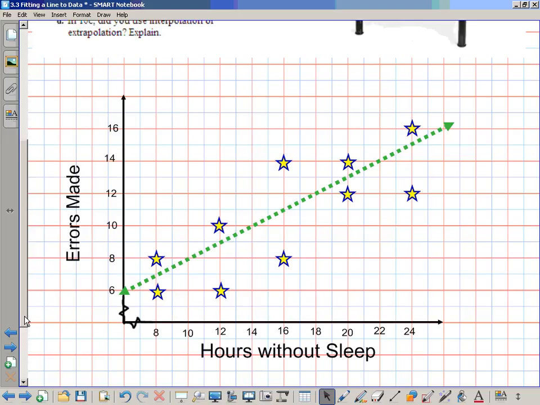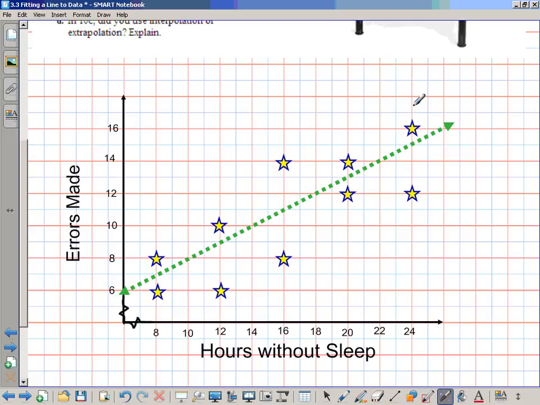So there's my scatter plot. The stars represent the points, and the green line is my line of best fit. Now this one doesn't really touch any of the points, but it does split the data in half pretty nicely. You can see that we have 1, 2, 3, 4, 5 points below the line, 1, 2, 3, 4, 5 points above the line. So that's a decent line of best fit.